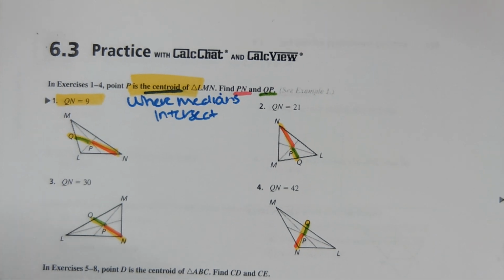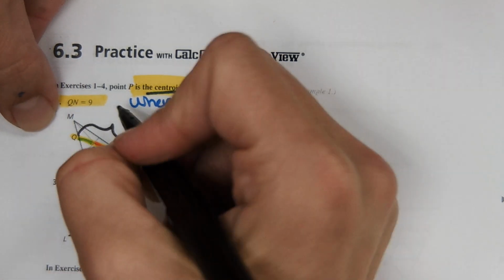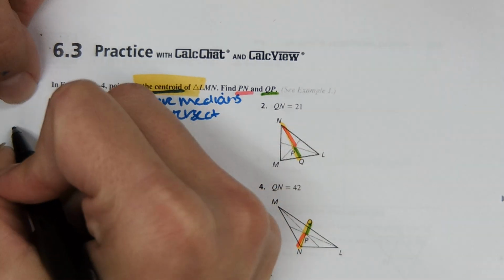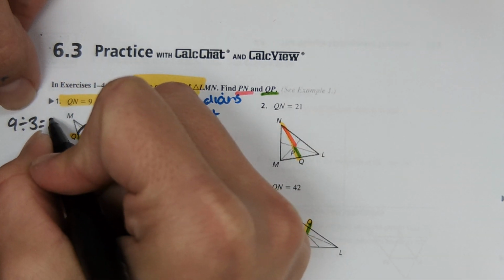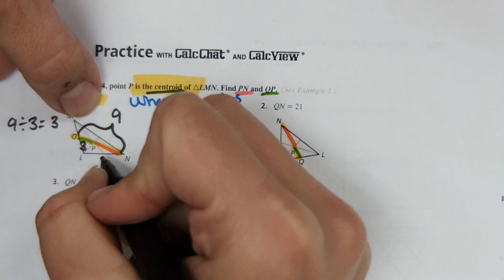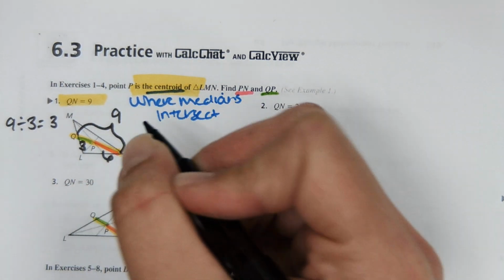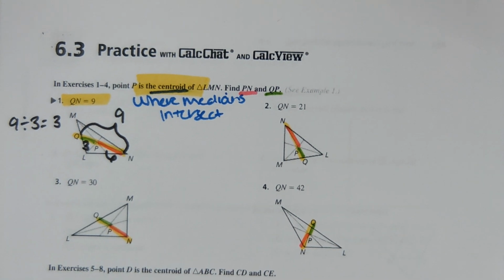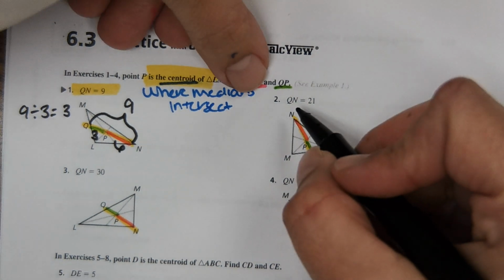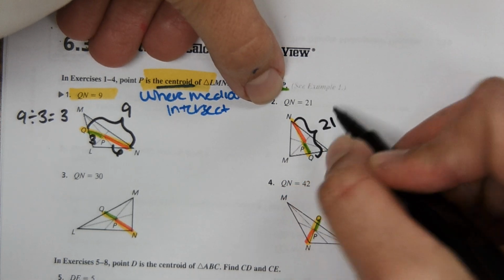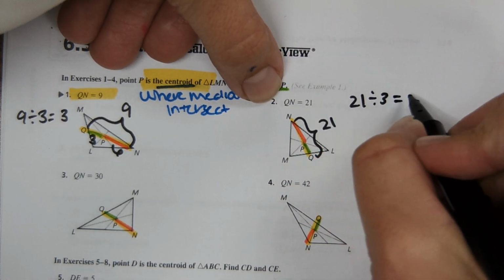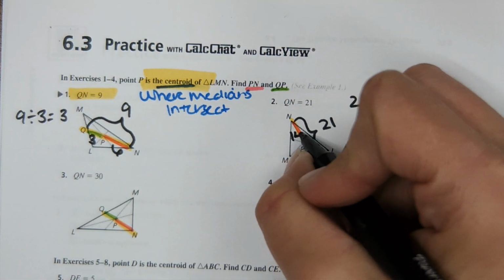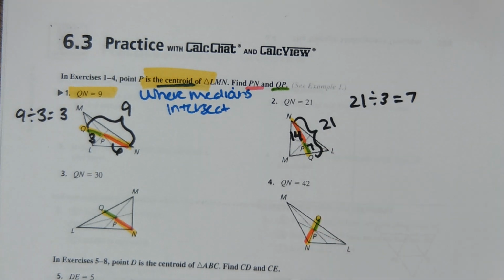Okay, so from here, it tells us that the length of QN is 9. And this is in a 1-to-2 ratio, or 3 parts if you want to consider it. So 9 divided by 3 is 3. So the short side would be 3, and then this here would be double that, which is 6. And then QN, saying the whole thing is 21. 21 divided by 3 is 7. So the short part is 7, and then the longer part is double that, which is 14. And 14 plus 7 equals 21. So we're good there too.